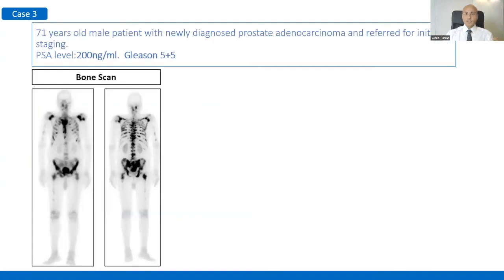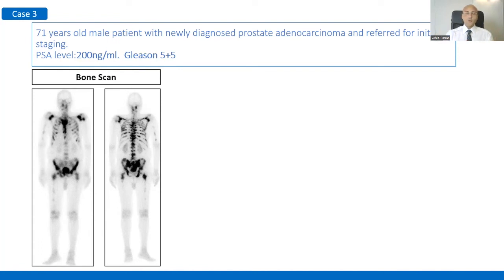Now let's move to the third case. So this is a 71 years old male patient with newly diagnosed prostate cancer and referred for initial staging. And as you can see, this is the bone scan of the patient. Of course, you can see diffuse metastatic bony lesions in the axial and proximal appendicular skeleton.